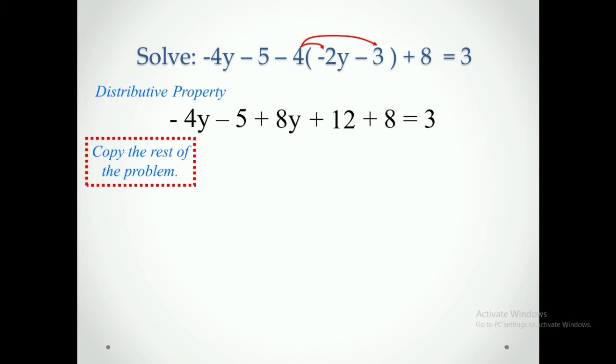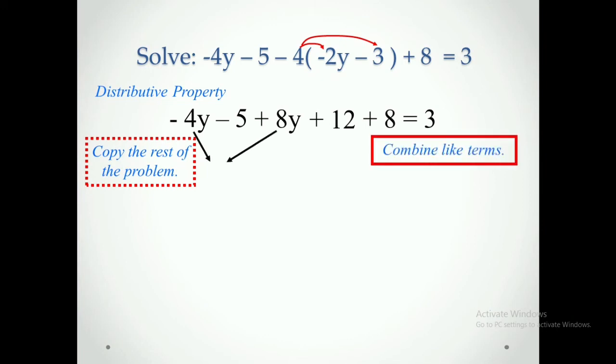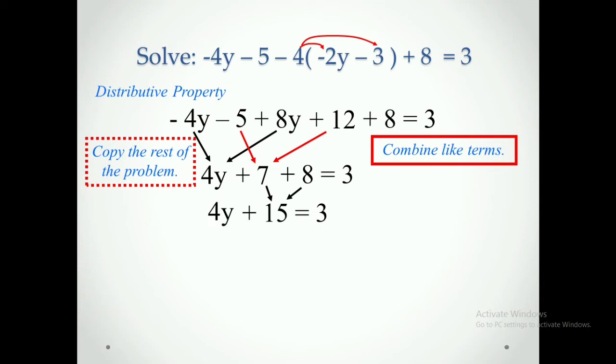Combining all the like terms, we have -4y plus 8y. Notice there's a plus next to the 8y. So we combine those, that will give us 4y. Then we combine -5 plus 12 plus 8, and that will give us 15. So 4y plus 15 equals 3.